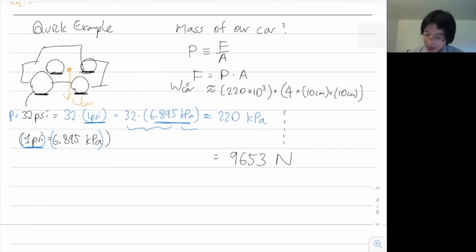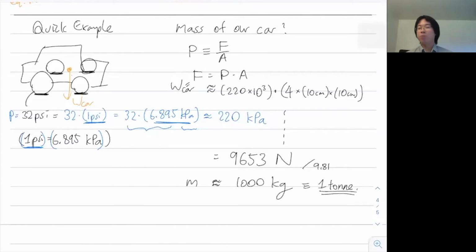9653 newtons. What is the mass? The mass is taking the weight and dividing by the acceleration due to gravity, 9.81. That's roughly dividing by 10, right? So this is like 10,000 newtons, divided by 10. That's 1,000, oh sorry, 1,000 kilograms. I'll just say approximately, I'm not going to worry about it, because everything is an estimate at the moment. And 1,000 kilograms is exactly 1 ton, that's 1 metric ton. So you've probably heard a car roughly weighs a ton.